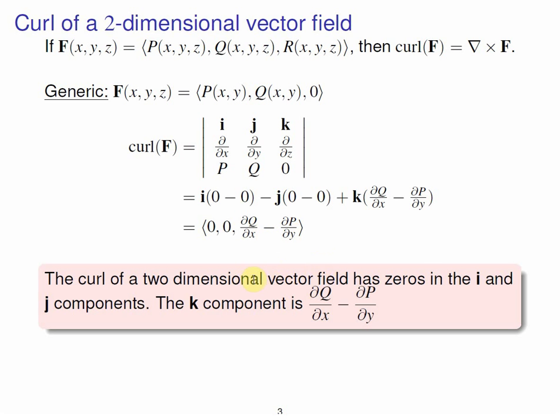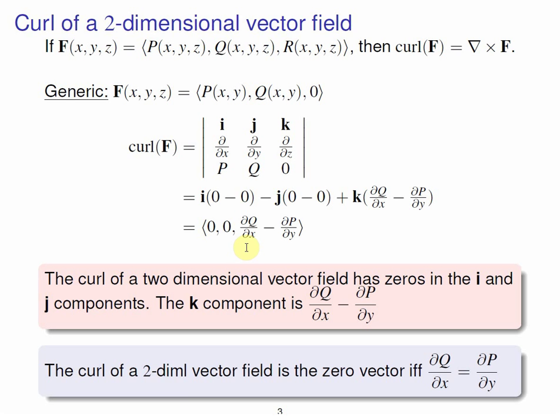So the whole point is that the curl of a two-dimensional vector field has a 0 for the i component, a 0 for the j component, and the k component is the only thing that might or might not be 0, but here's a formula for that. And if we go back to the curl of a three-dimensional vector field being 0 if and only if the vector field is conservative, well then for a two-dimensional vector field, the curl is the 0 vector, or f is conservative, if and only if this is 0, meaning these two things have to be equal. And this was the condition seen earlier for the conservativeness of a two-dimensional vector field.